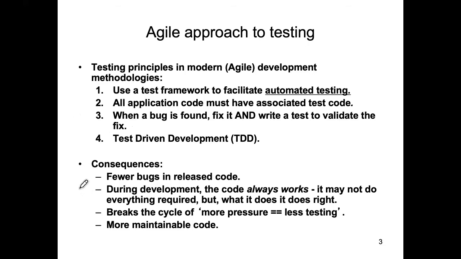Fewer bugs, more maintainable code. The second point here, the idea that you always have code that is working, because you're testing as you go along. So whatever amount of an application you currently have developed, you know that subset of the application is functioning. Because how do we know that? Because we have loads of tests that we've written to prove to ourselves that it is functioning in the main.